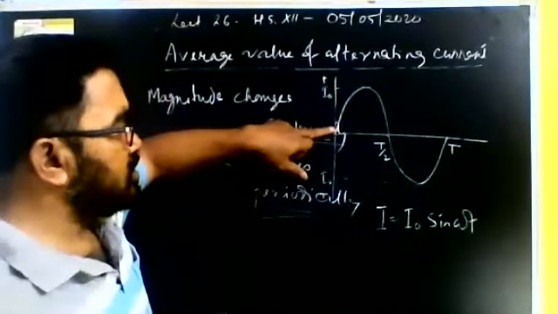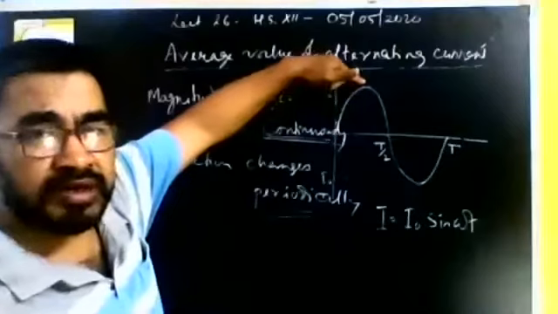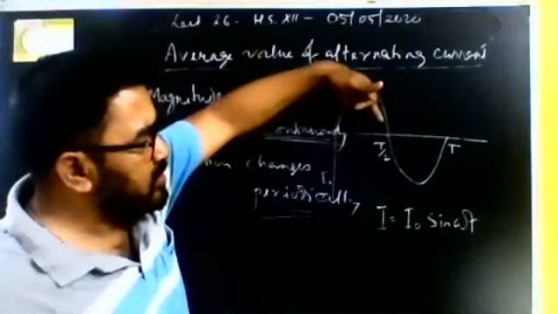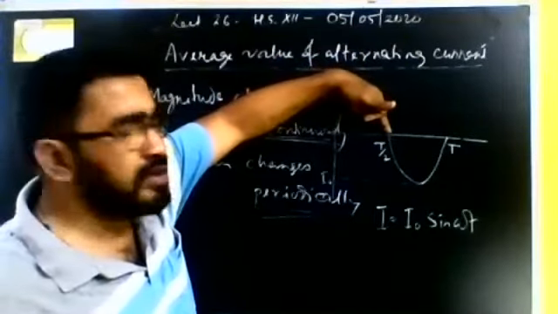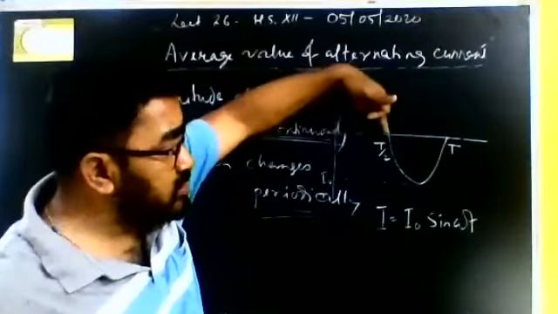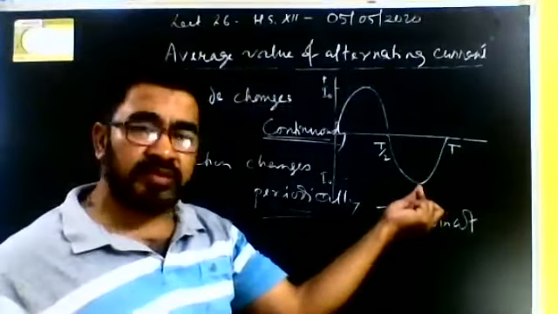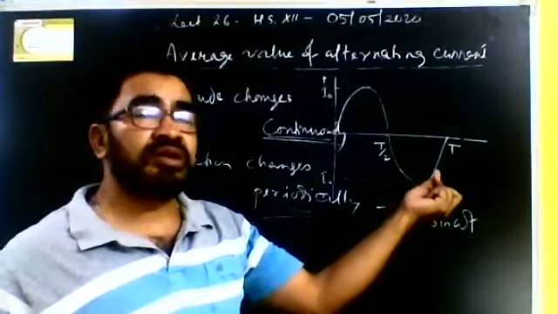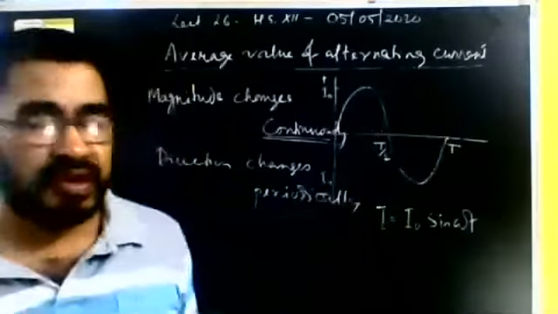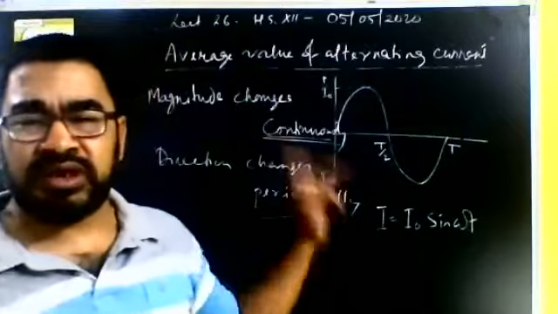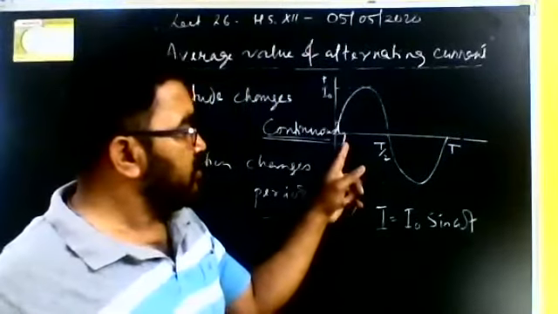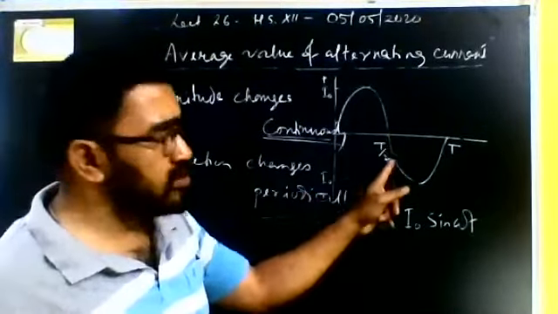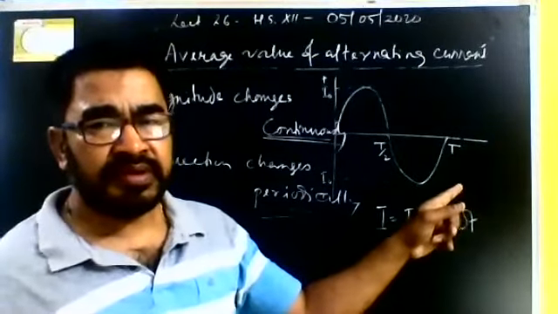Initially the magnitude increases and gets the maximum value. This is called the peak value of current. It decreases with time. At half of the time period, it becomes 0. Again, it increases in the opposite direction and gets the maximum value in the opposite direction. This is called the peak value in the opposite direction. And again, it slowly decreases to 0. So magnitude changes continuously, and the direction changes periodically; at half of the time its direction changes and becomes negative, right?